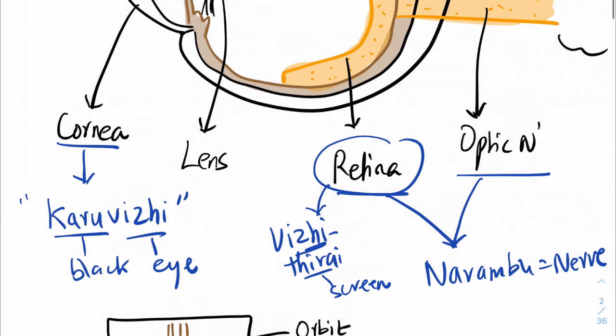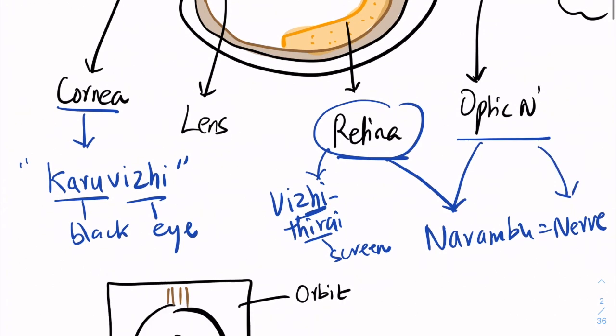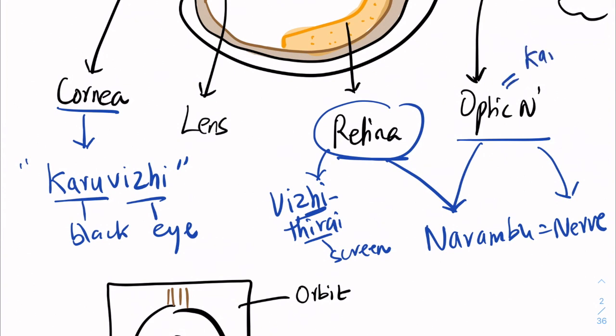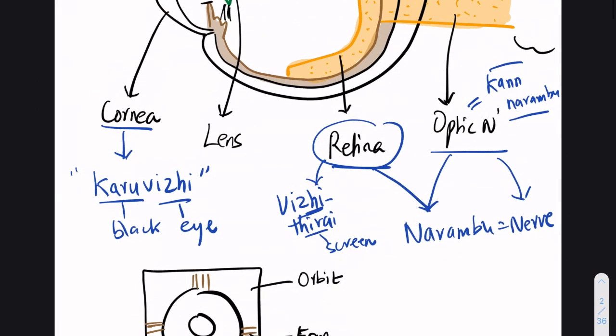And for optic nerve, we again use the word narambu because it means nerve. But to be more specific, use the term kan narambu. Kan means eye. The narambu for the kan is going to be the optic nerve. So kan narambu is the translation for optic nerve. For lens, it is again called lens. They have not found a Tamil translation or a Tamil name for lens.